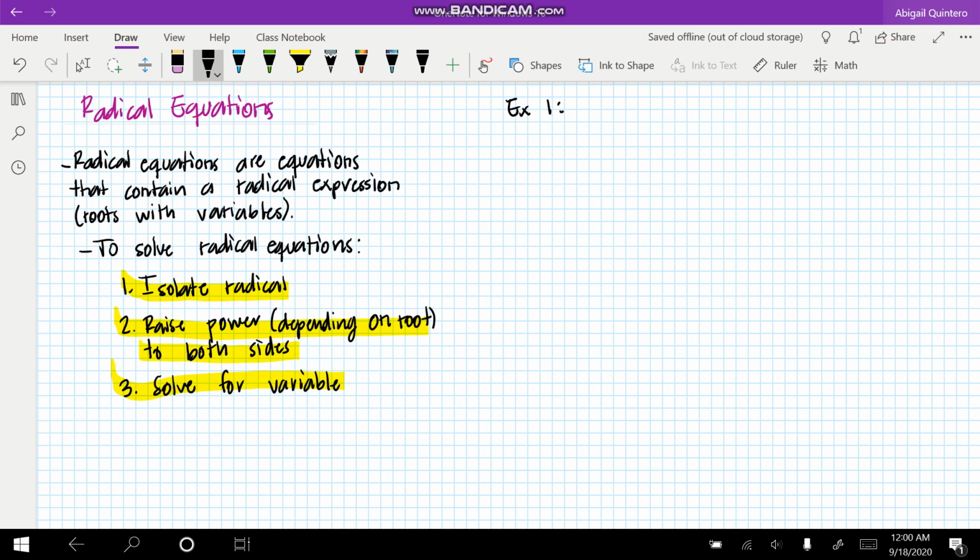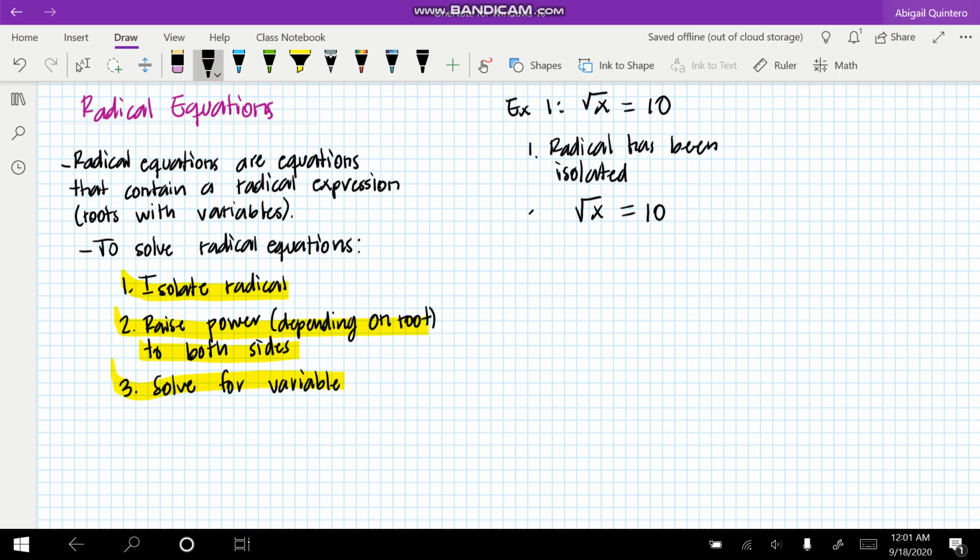Okay. So for the first example, I have the square root of x equals 10. Well, as you can see, the radical is already isolated. So step number 1, we don't really have to follow it because the radical has been isolated. Okay. So we have square root of x equals 10.